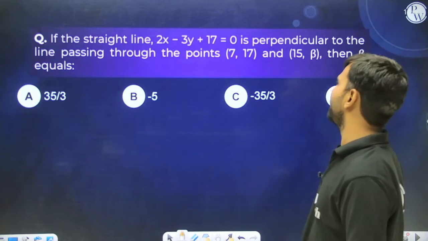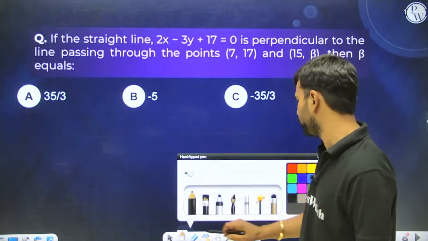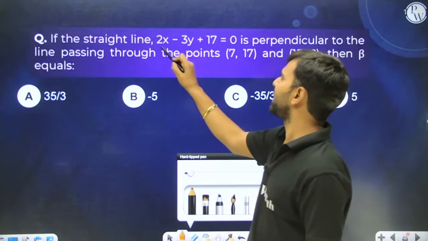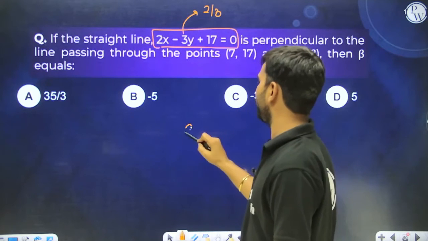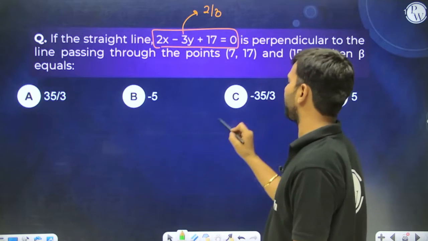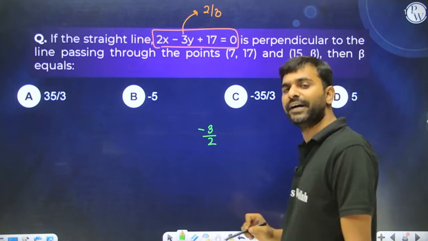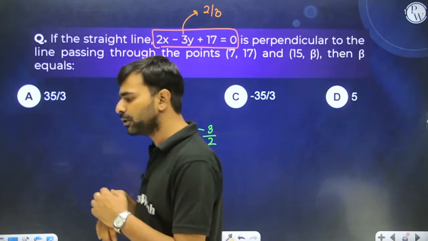If the straight line is perpendicular to the line passing through this and this, then what is beta's value going to be? Can you tell me the slope of this particular line? The slope of this line is going to be 2 by 3. So the line perpendicular to this will have slope minus 3 by 2, because if two lines are perpendicular, then the product of slopes is going to be equal to minus 1.